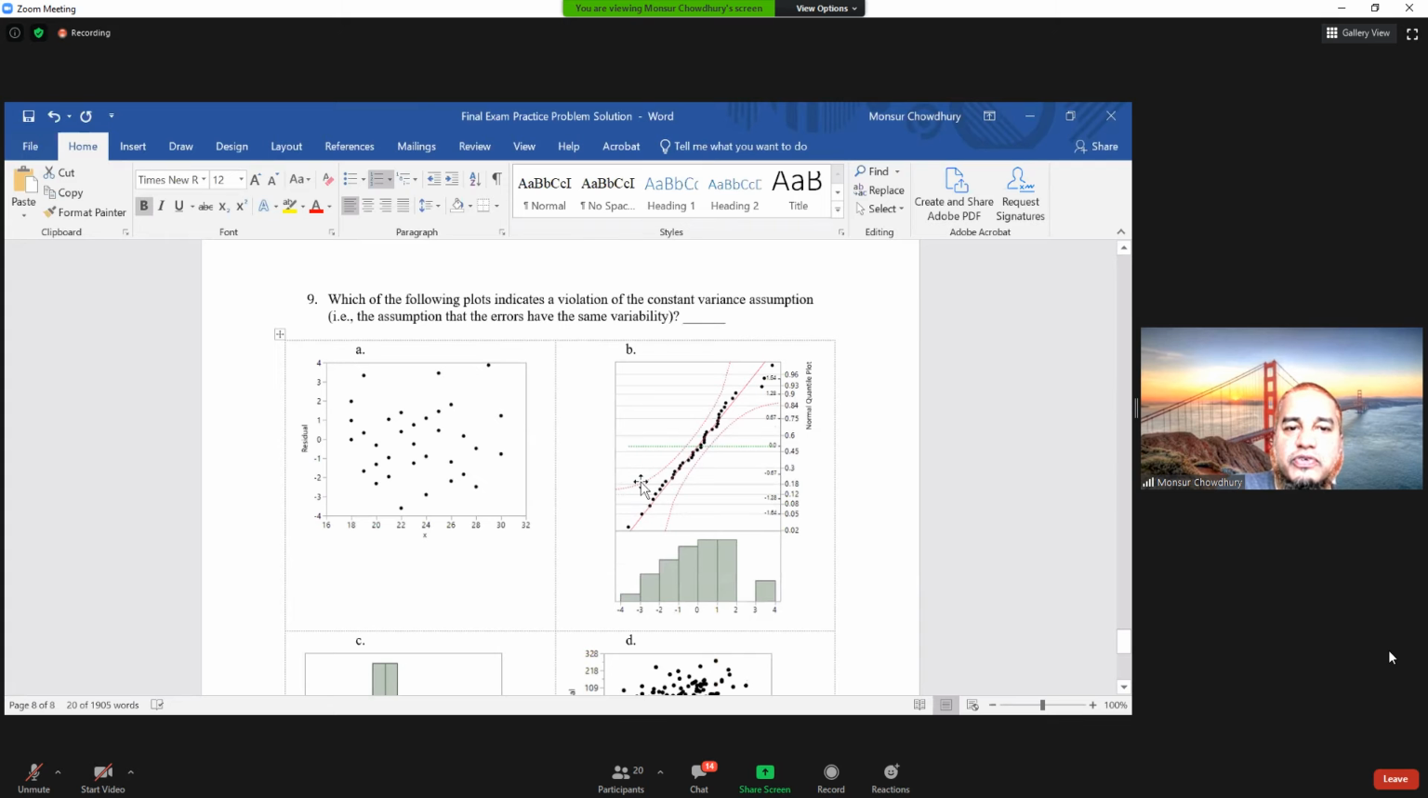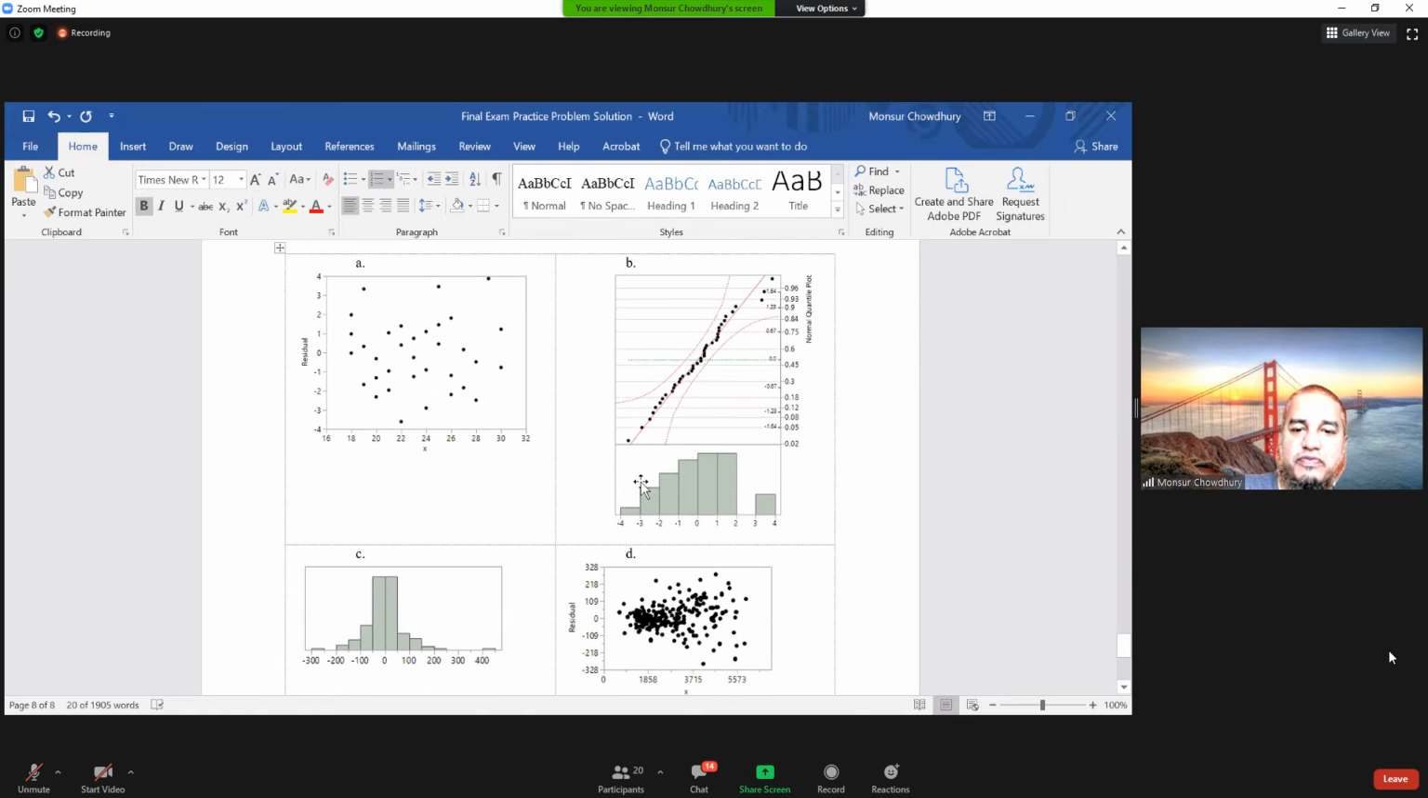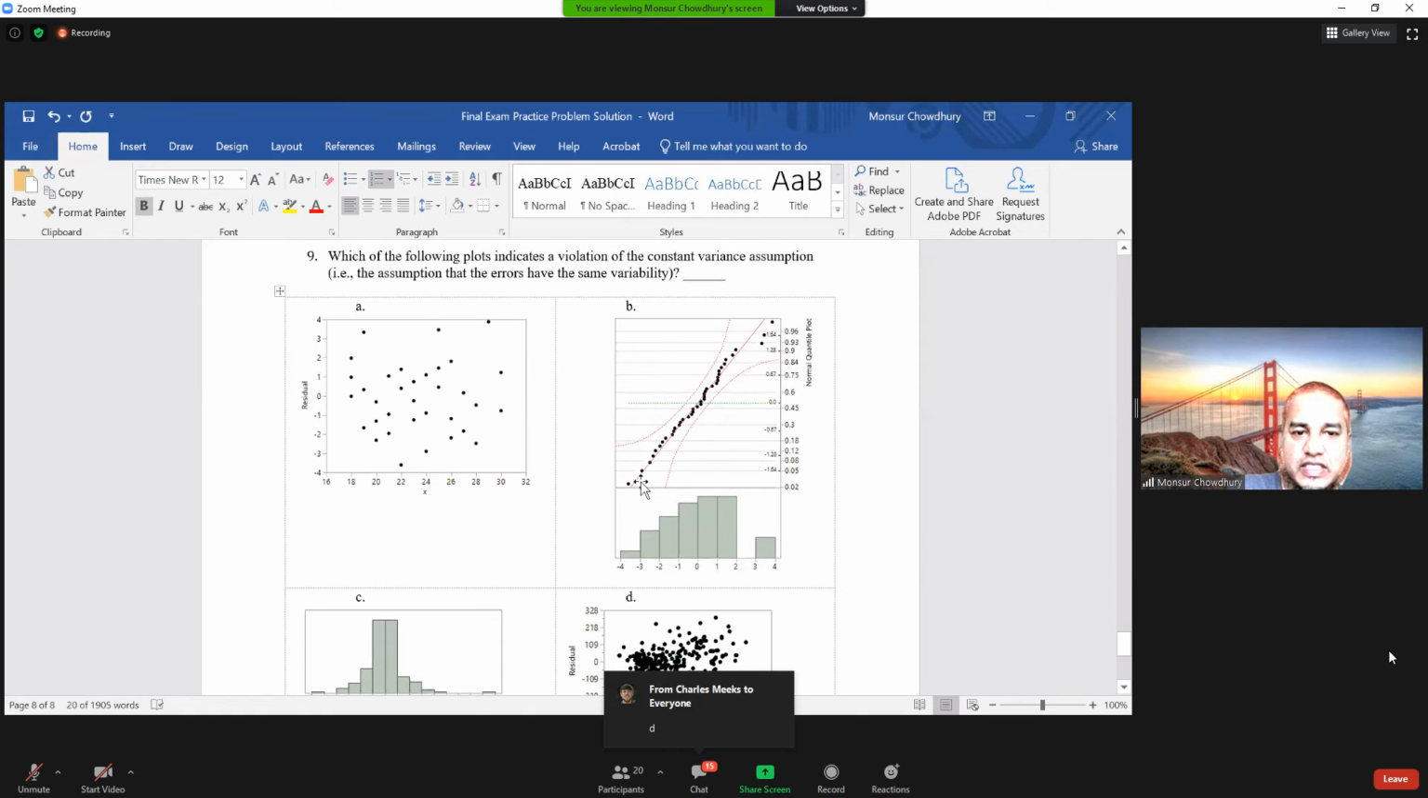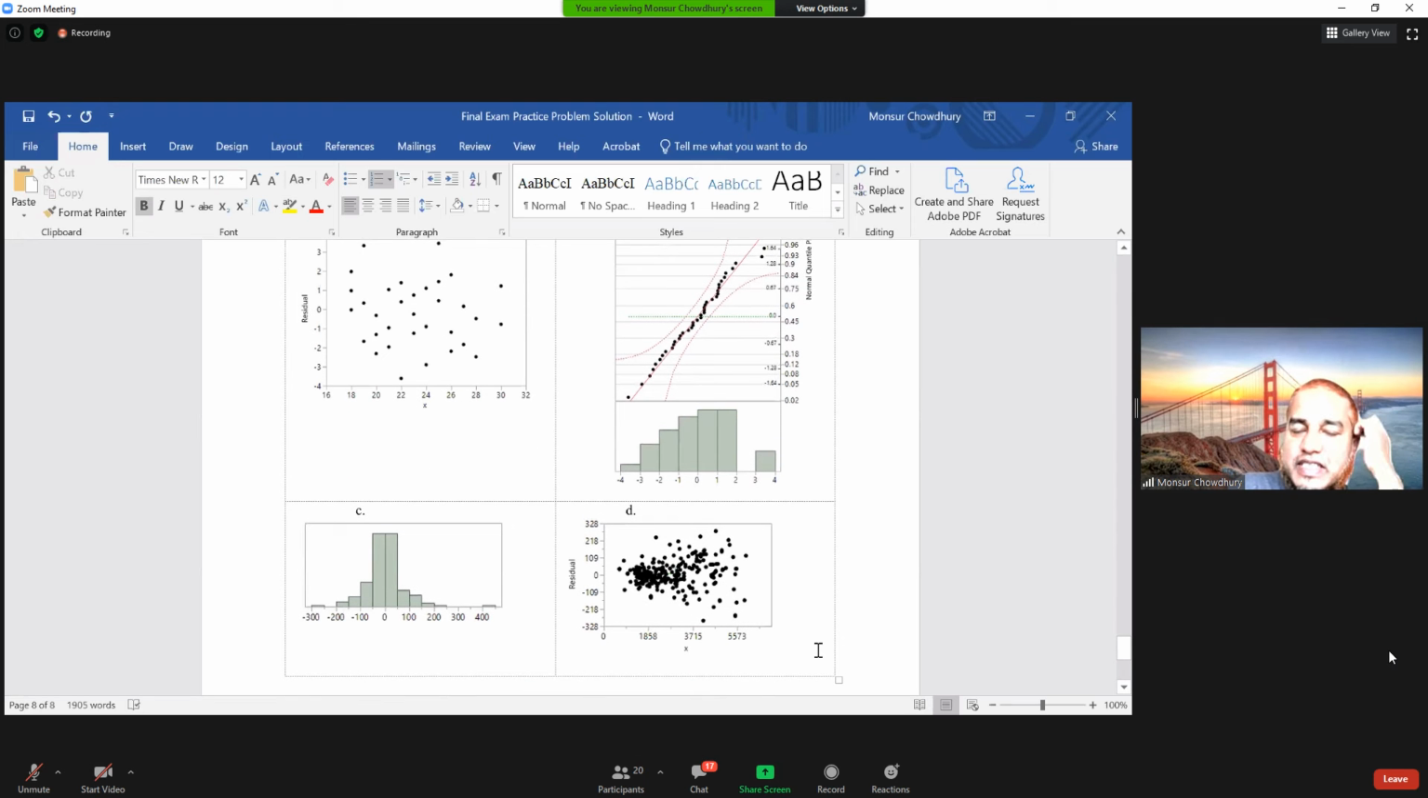Now question 9, which of the following plots indicates a violation of constant variance assumptions? We have 4 different plots. Plot D. Thank you for your answer. So this is plot D. So in plot D we can see it now.